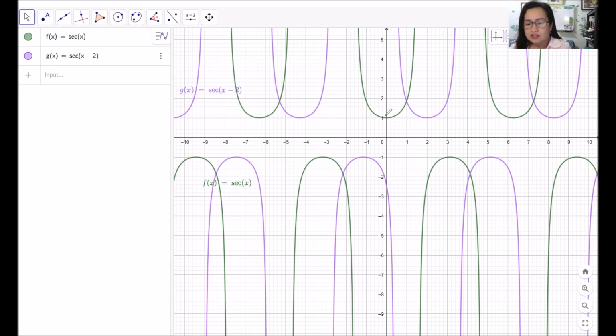Okay, how did I say that? So let's consider this point and this point. There was a change 2 units to the right. Okay, so that's it. The different characteristics of the transformed function of secant x.